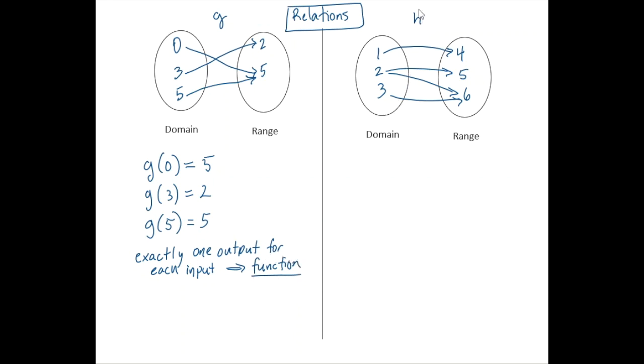Let's look at why h does not represent a function. You can probably already see this based on what we've said so far. If I were to ask you what output corresponds to the input of 2, or what is h of 2, we won't be able to get a single answer for this. We'll have two choices. 2 corresponds to the value of 5, and it corresponds to the value of 6. And that violates the definition of a function. A function can only have one output for each input.